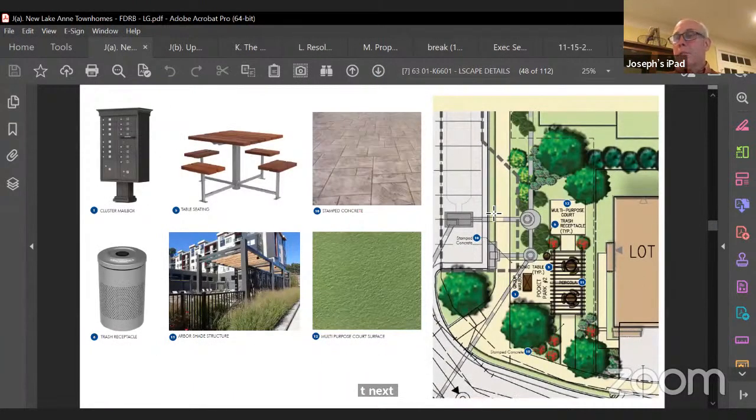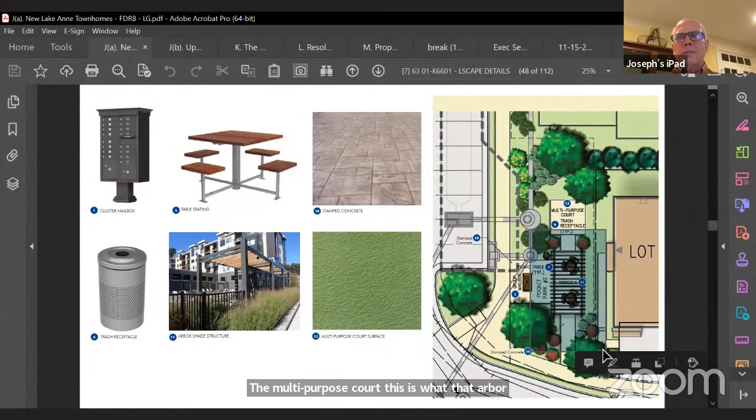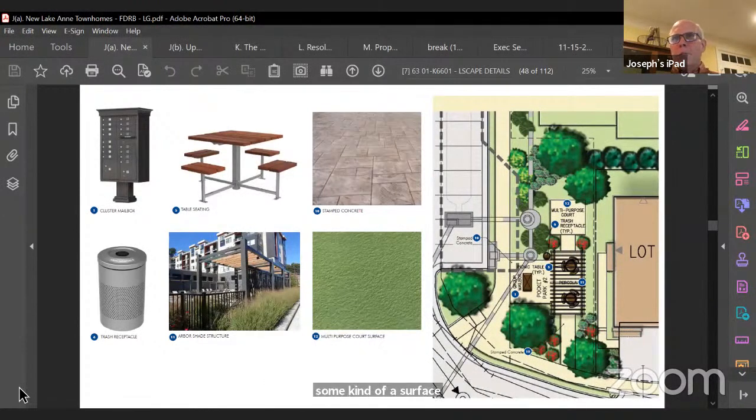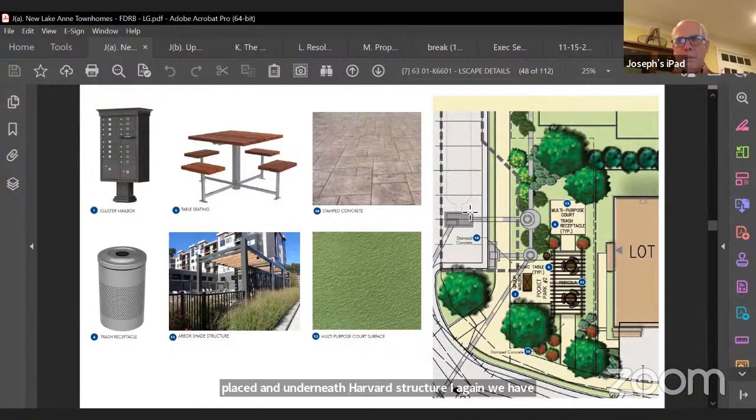The multi-purpose court. This is where that arbor structure would evolve. We'll do some slight modifications to this area to update the design that you'll see perhaps at the next presentation. We have a multi-purpose court, which will be some kind of surface that is user-friendly for all ages. And the picnic tables and so forth would be placed underneath the arbor structure. Again, we have plans to massage this area just a little bit.